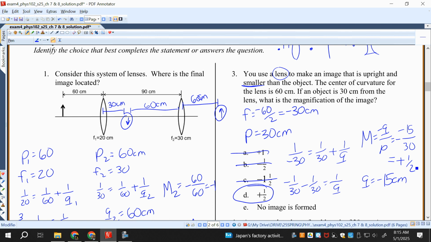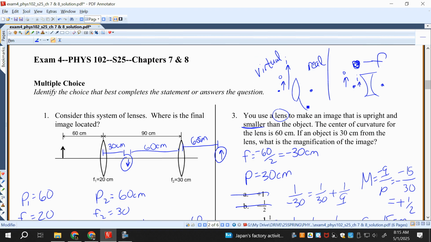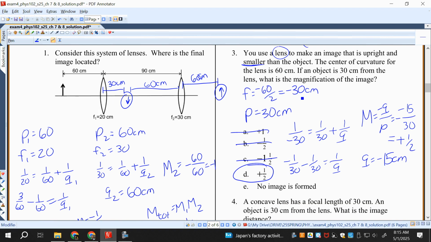Let me show you what you would have gotten if you had gotten the focal length wrong. That is, if you thought that it was a convex lens instead of a concave lens, you would have said that the focal length would have been positive, in which case it would have been 1 over positive 30 equals 1 over 30 plus 1 over Q, in which case you would have found that Q was equal to infinity, and you would have said that E is the right answer. But it's not, right? That would be incorrect because that would be saying that my focal length is positive when really my focal length is negative.